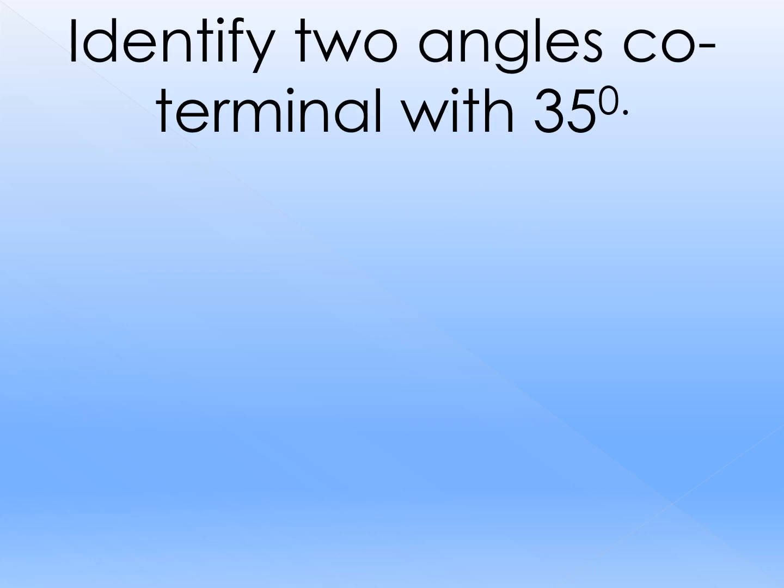Let us answer this one. Identify two angles coterminal with 35 degrees. The first thing that we're going to do is apply the formula. The formula that we can use is theta plus 360k, where k is an element of the integers. So in order for us to know the two angles coterminal with 35 degrees, we can set any two integers for this formula. So let's set k equal to 1 and k equal to 2.